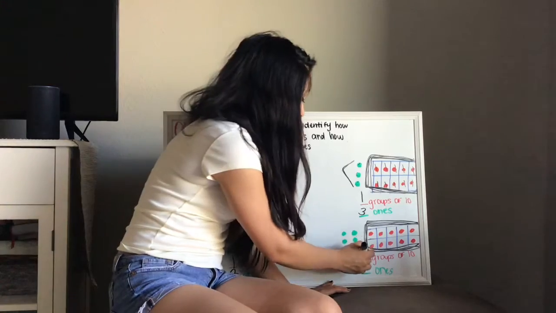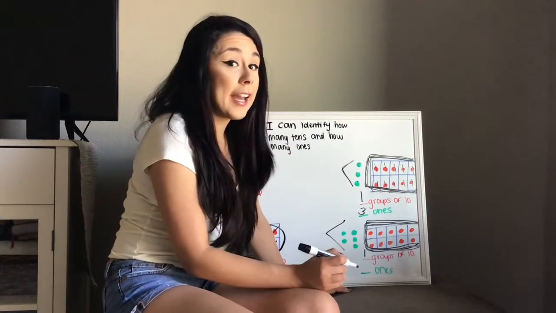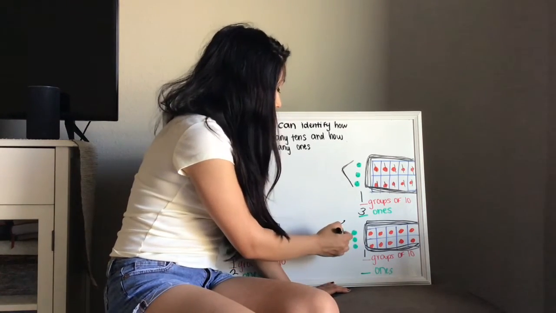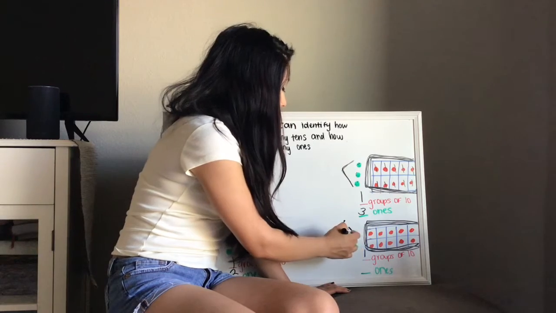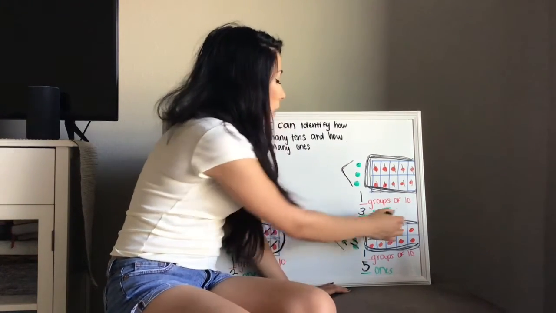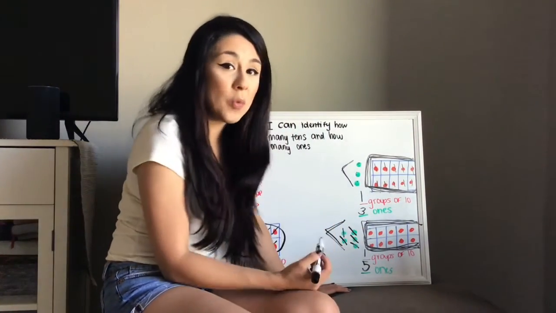So I'm going to put a 1 down here. Now we're going to count how many extra dots I have right here. Let's go ahead and count together. Are you ready? 1, 2, 3, 4, 5. I have one group of 10 and 5 ones.